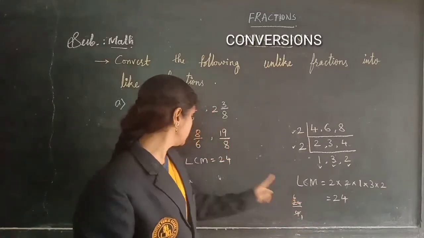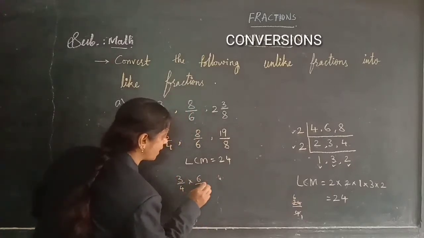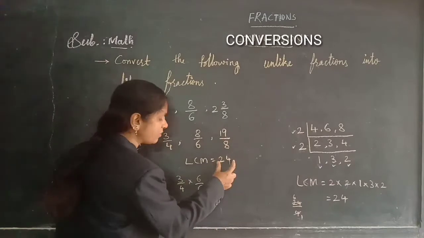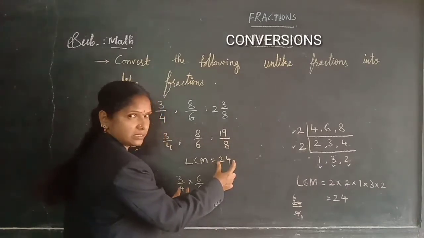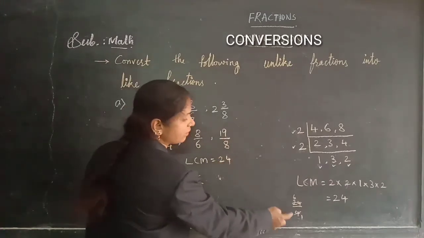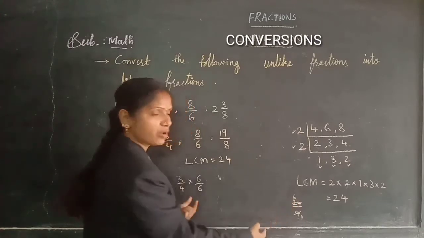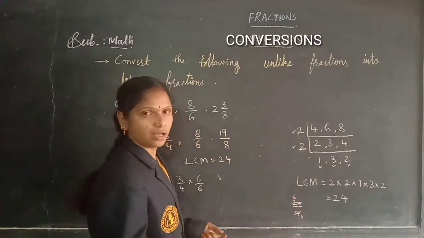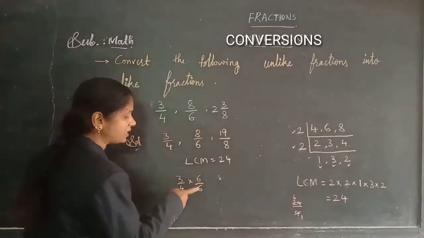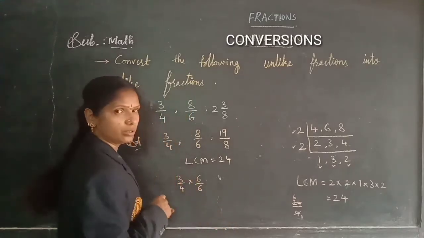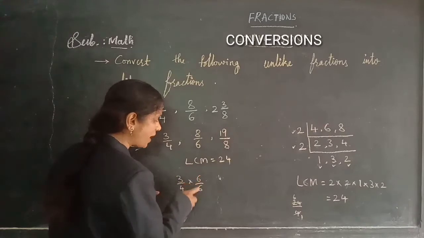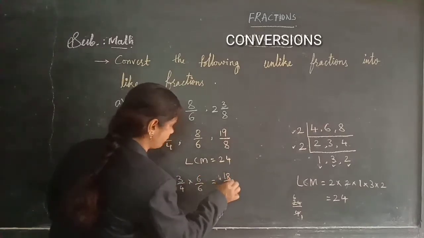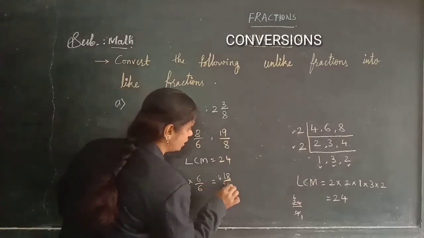With this 6 you need to multiply this. Okay, again I am repeating, children. This LCM number you need to divide by this denominator. So when you are dividing you are getting 6 as an answer. So you should multiply the given fraction by 6. So 6 by 6. Now 3 6s are 18 and 4 6s are 24.